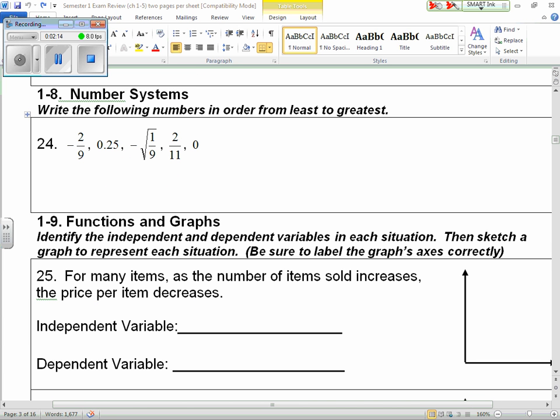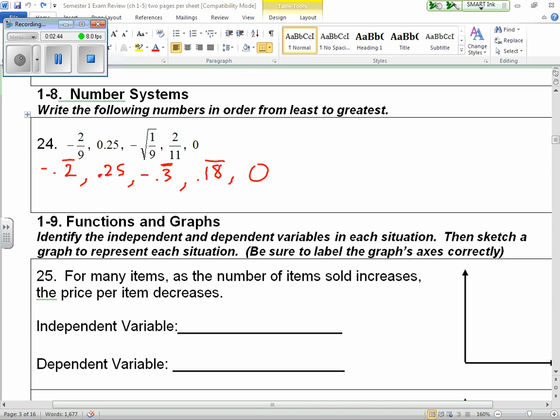We're putting these in order from least to greatest. Probably be easier to change them all into a decimal form first. So this one and this one are already in non-fraction form. So negative 2/9. What is the decimal equivalent of negative 2/9? So here they are in their decimal form.